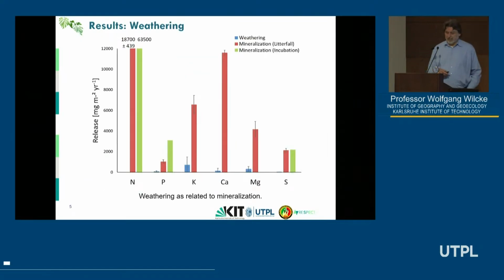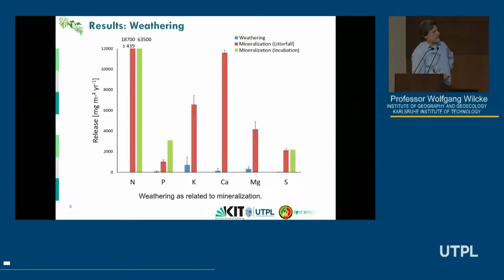The first thing we did, we determined weathering rates with 3 different methods. I will not explain the details, but what you can easily figure out on this graph is the weathering. The weathering is these blue bars, and you have really to look closely, and then you detect, okay, there are a few small bars. They are much smaller than the nutrient released by mineralization, and these are the red and the green bars. These are just 2 different approaches to measure nutrient mineralization by dividing the stock in the organic layer through the litter fall, or by doing incubation experiments.